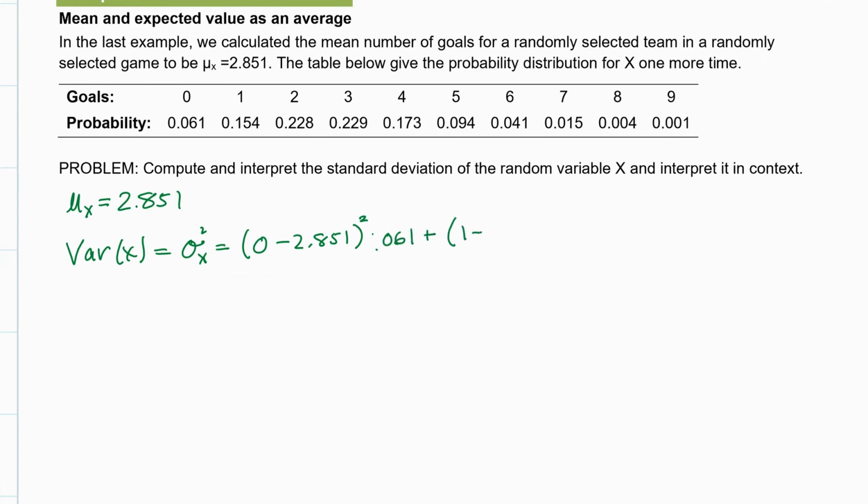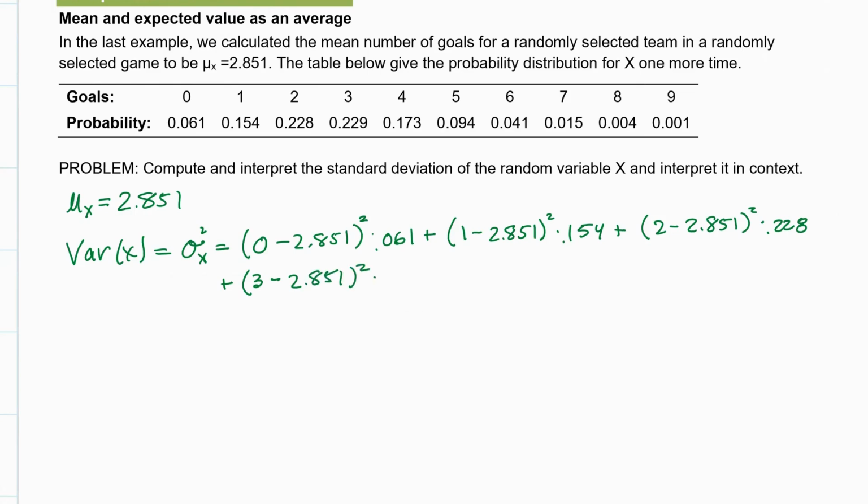1 minus 2.851 squared, again, multiplied by the probability. And we'll do one more on this line, 2 minus 2.851 squared, and then multiply this by 0.228. Okay, more data values. Oh, the next one's 3, not 5.